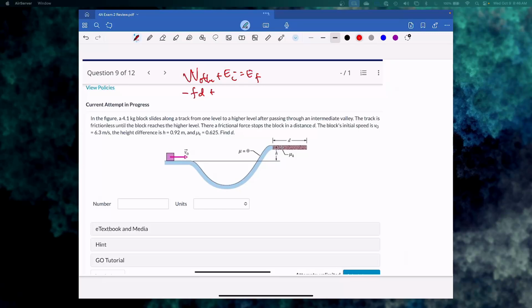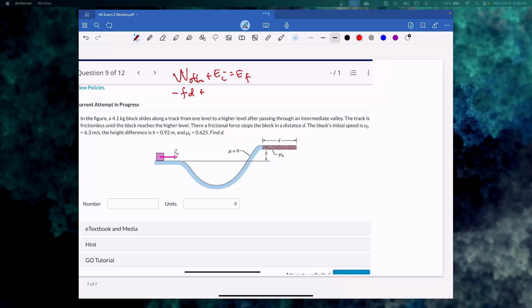Okay, where's my initial point? Put it here. And where's my final point, right? What do they want us to find? How far does it go? Yeah, it stops in a distance D. So here's my final point. And my 0 for gravitational potential energy will be right there, because that's where they're referencing their H from.